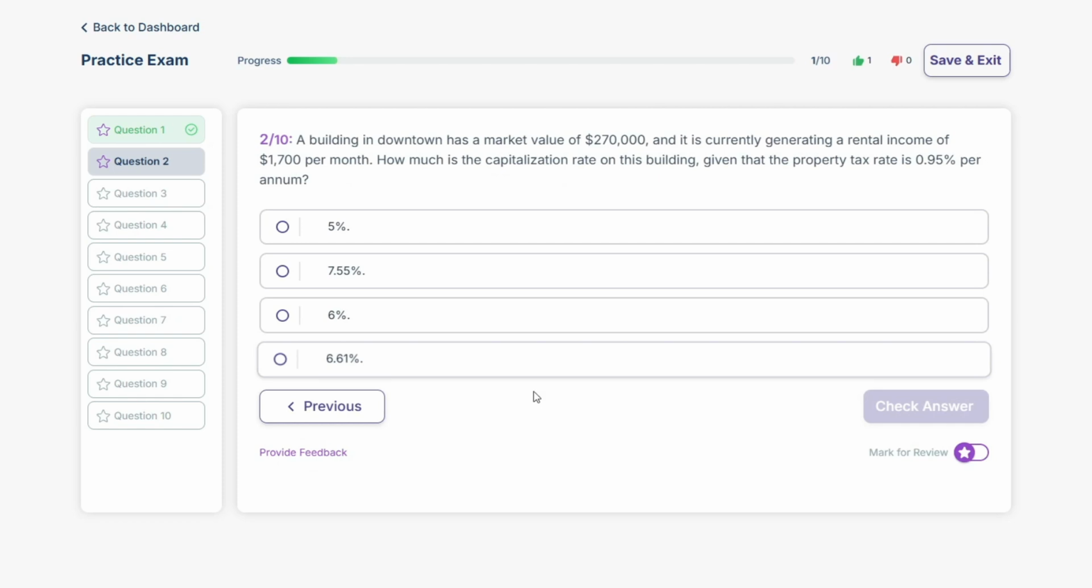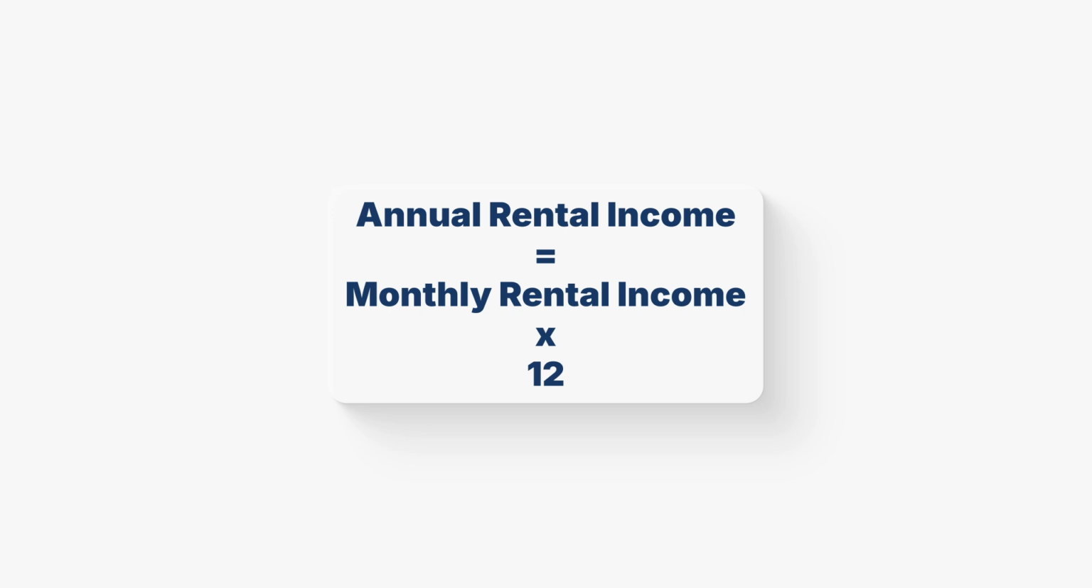A building in downtown has a market value of $270,000, and it is currently generating a rental income of $1,700 per month. How much is the capitalization rate on this building, given that the property tax rate is 0.95% per annum? A. 5%, B. 7.55%, C. 6%, D. 6.61%. All right, let's go through this step by step in a simple way.